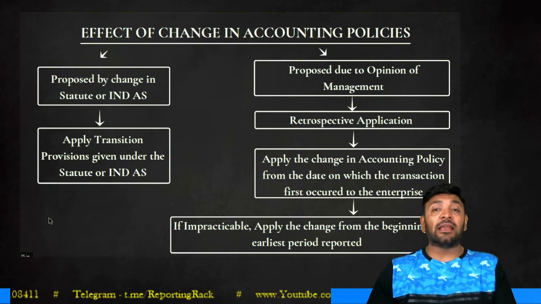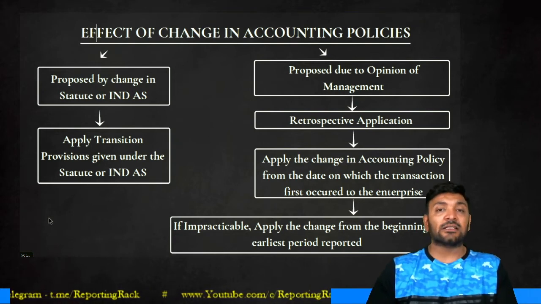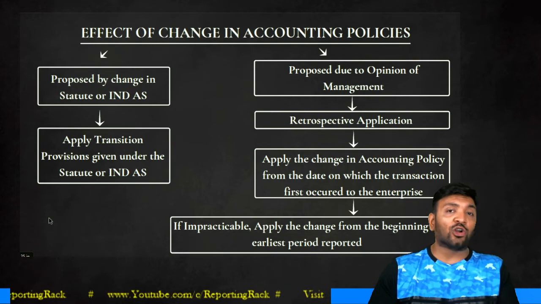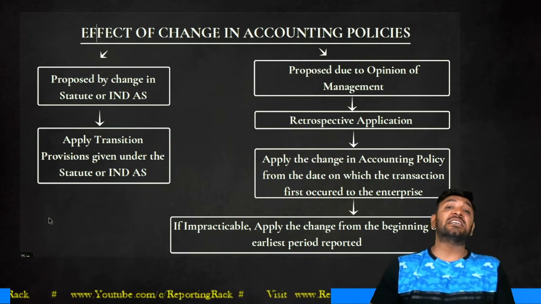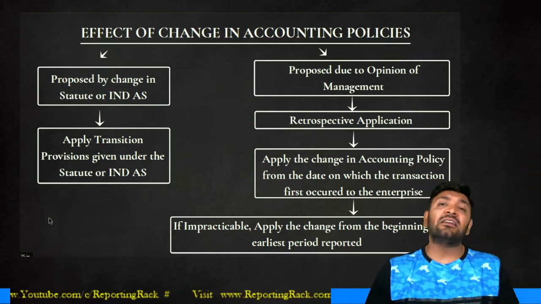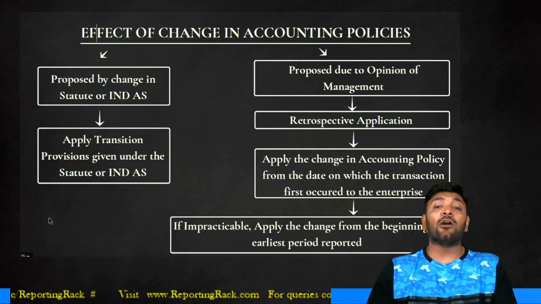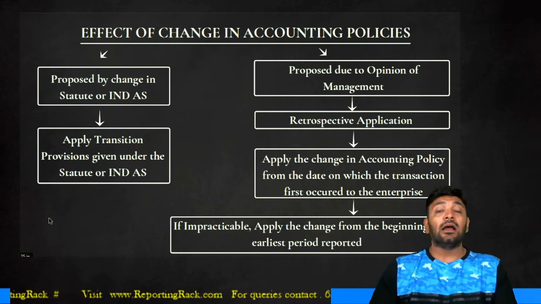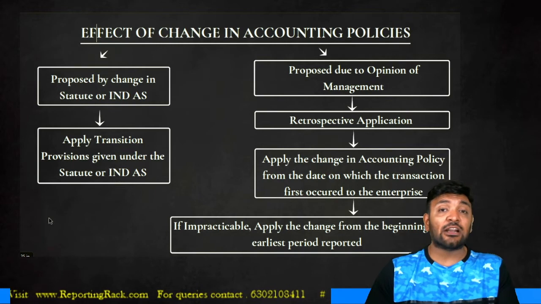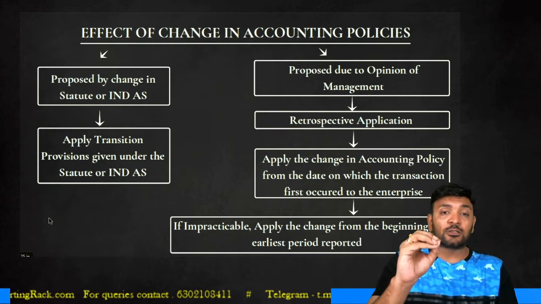Retrospective application should be given for the change in accounting policy from the date on which the transaction first occurred to the enterprise. This has a lot of impracticality. If it occurred only 1 year back or 2 years back, it is fine. But the organization has a history of 50 to 60 years and the first transaction of similar nature occurred 60 years back. From where will I give such change? It is impractical. That is why he says, apply the change from the beginning of the earliest period reported. Apply the change of accounting policy retrospectively, but not from the first date on which the transaction occurred, but from the beginning of the earliest period reported.